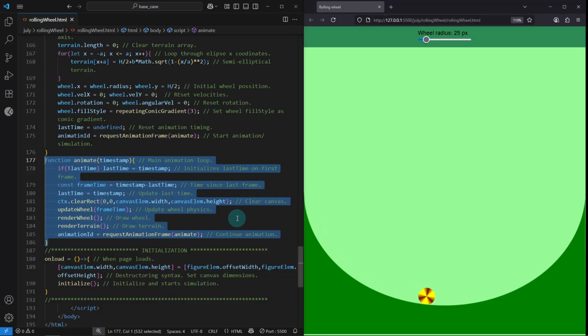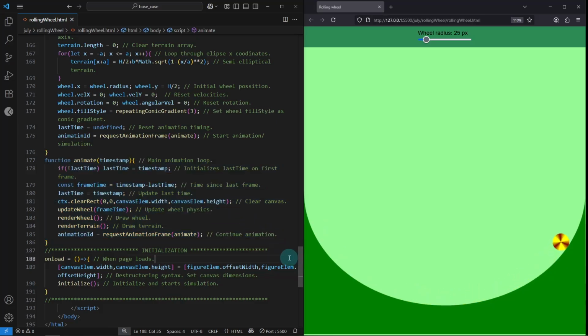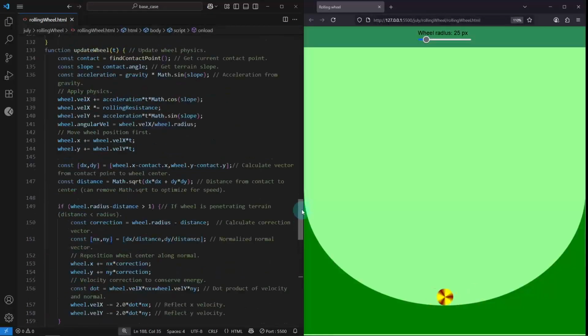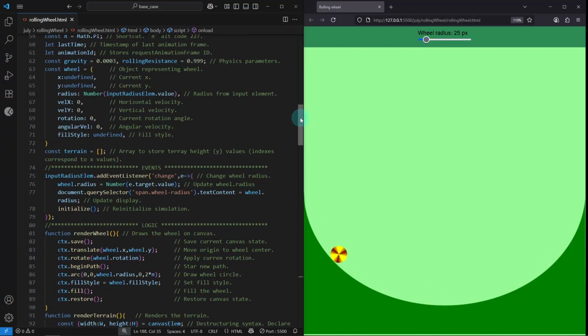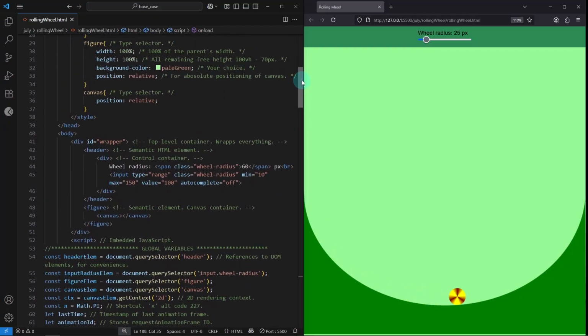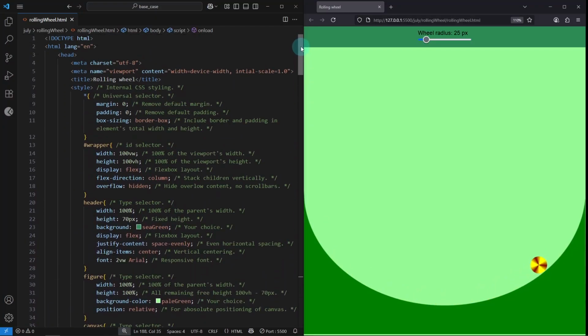This simulation is packed into one HTML file for simplicity. No extra files or setup needed. Just open it and it runs. The code is thoroughly commented, so you can explore how it works at your own pace without needing line-by-line explanations.